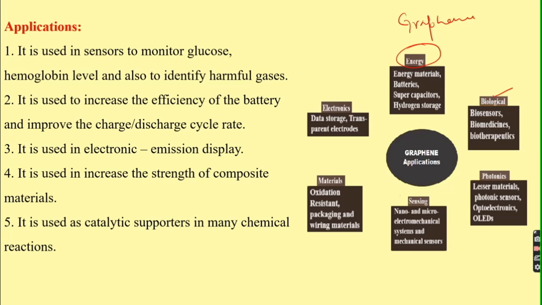And it is used in food processing and storage, even in packaging materials, oxidative resistant packaging and wiring materials. It is used as an electronic emission display device. It increases the efficiency of the battery and improves the charge and discharge cycle rate. It increases the strength of composite materials. If you mix it with a composite material, it usually increases the strength.